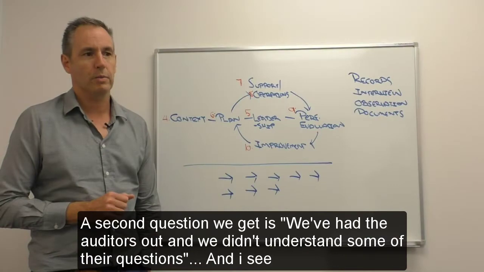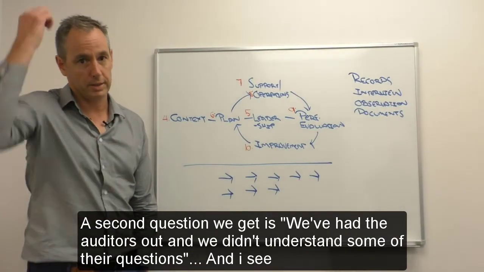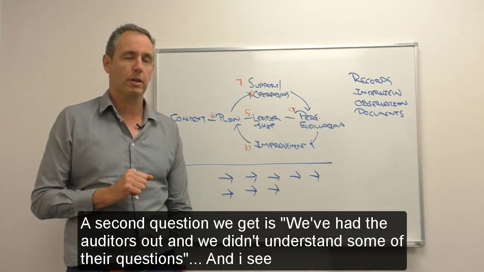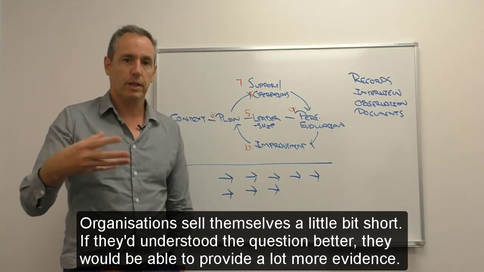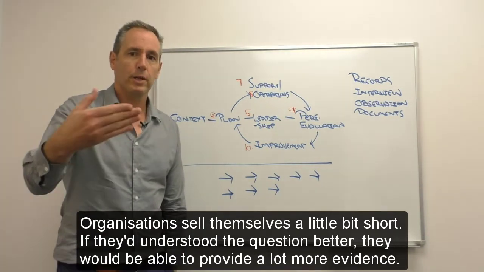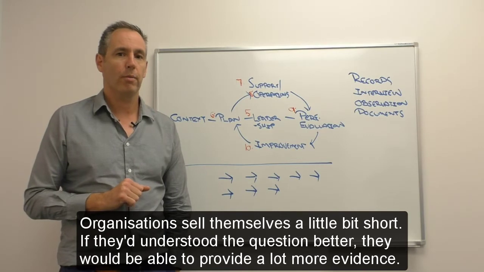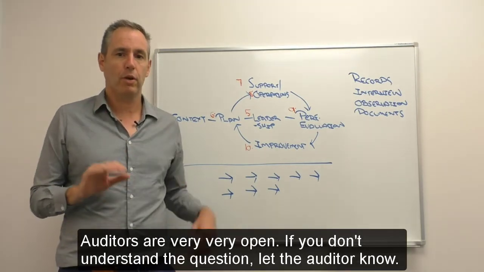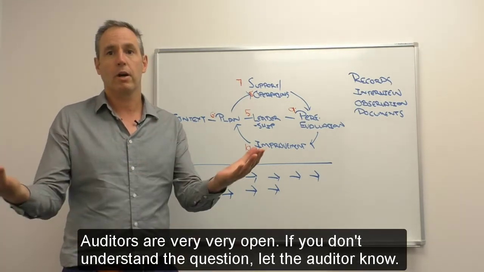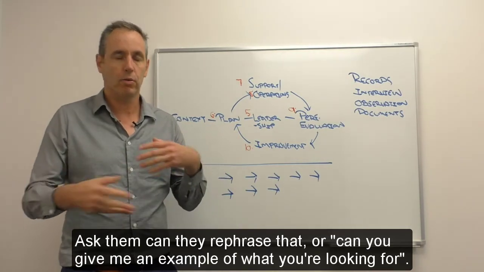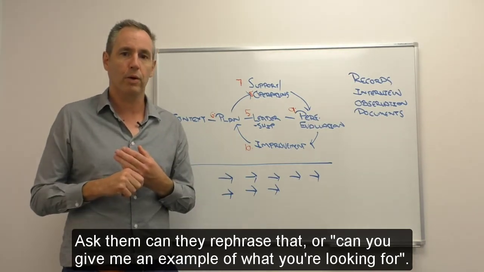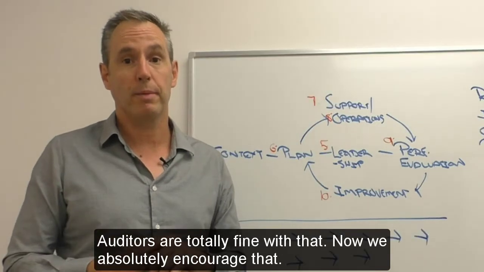A second question we get is, we've had the auditors out and we didn't understand some of their questions. I see organisations sell themselves a little bit short. If they'd understood the question better, they would have been able to provide a lot more evidence. Auditors are very, very open. If you don't understand the question, let the auditor know. Ask them, can they rephrase that, or can you give me an example of what you're looking for? Auditors are totally fine with that. No, we absolutely encourage that.